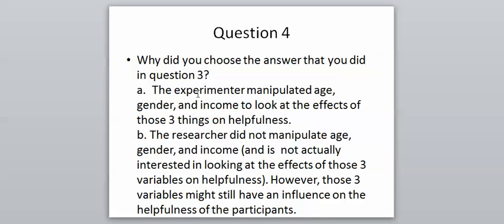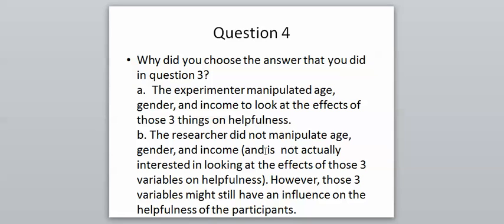So the researcher manipulated age, gender, and income to look at the effects of those things on helpfulness. That's not correct. We didn't manipulate age, gender, and income. If we did manipulate them, they would have been independent variables. What's actually correct is we didn't manipulate these things. We only manipulated the type of video that they watched.